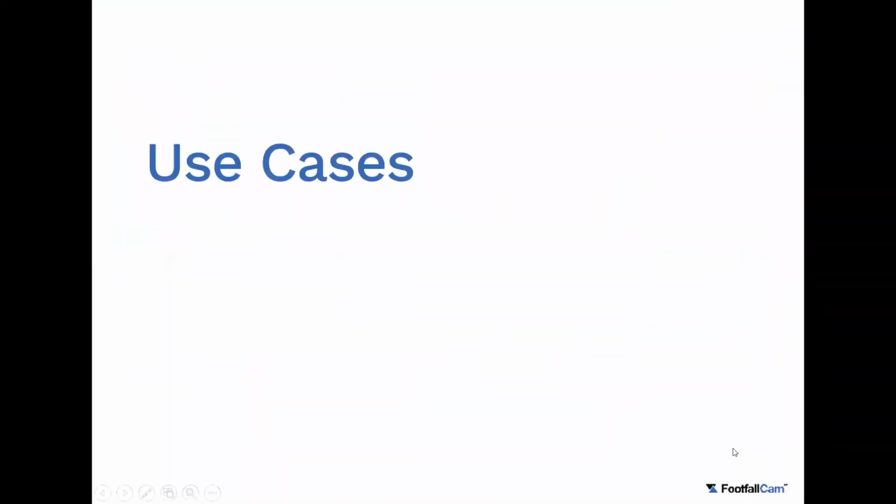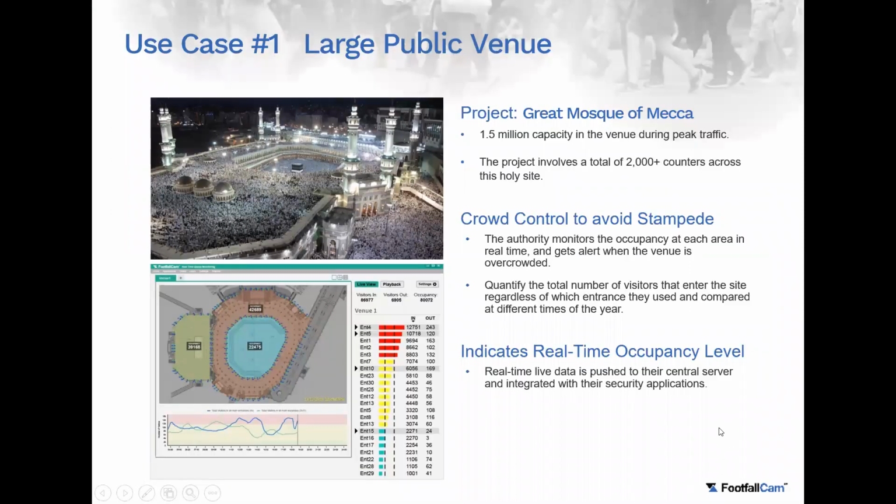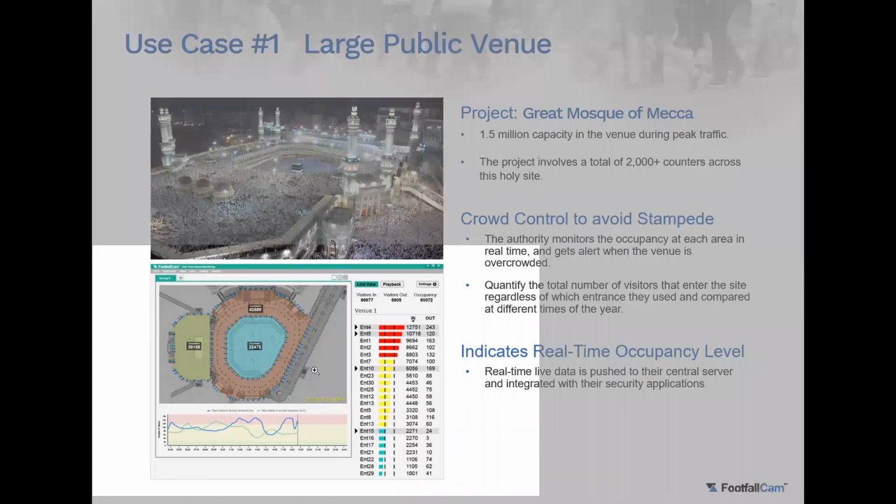So we're going to look at use cases. These are video analytics on the existing cameras that you have. We're now looking at different use cases, for example, a large public venue. The mosque in Mecca is a 1.5 million capacity venue during peak traffic. With this one, I'm going to zoom in. It is for crowd control to avoid stampede.